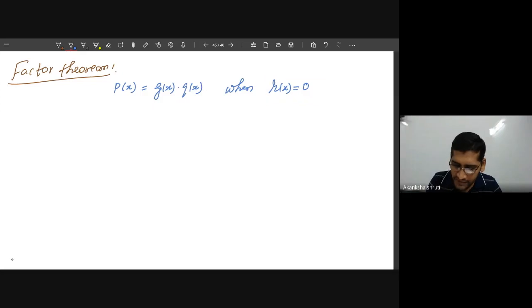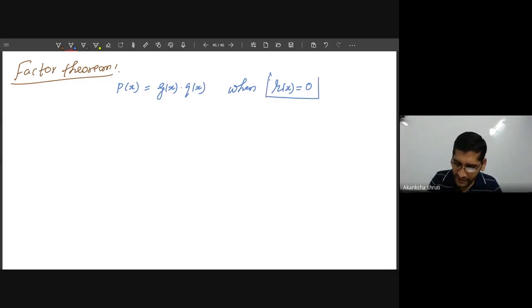Yes, this was what the division algorithm said: when the remainder was becoming 0, then the polynomial can be written as a product of two linear factors. Each of these two linear polynomials is a factor of the quadratic polynomial p(x). Okay, student? So this statement is nothing but the factor theorem. There is another way of stating the same statement.